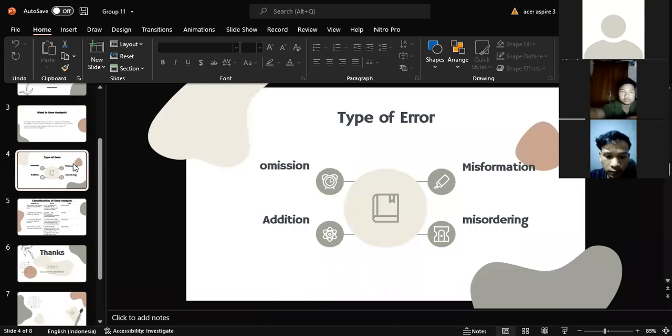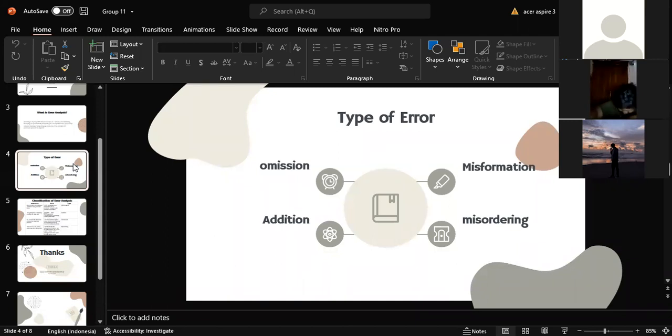Next, types of error. Number one is omission. These errors are categorized by the omission of an item that should appear in a well-formed utterance. Although any morpheme or word in a sentence is a potential candidate for omission, some types of morpheme are omitted more than others.